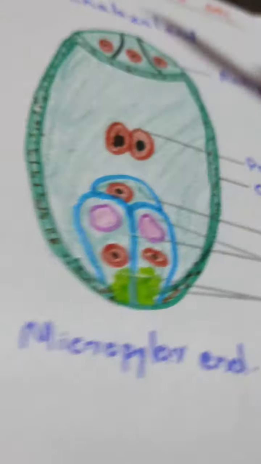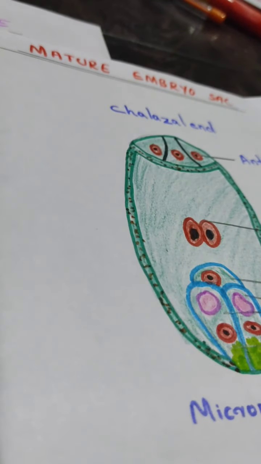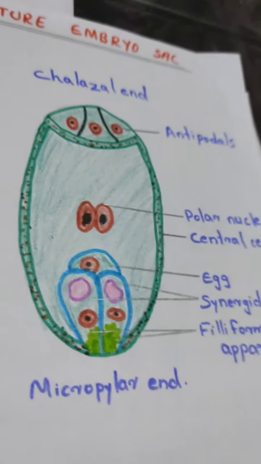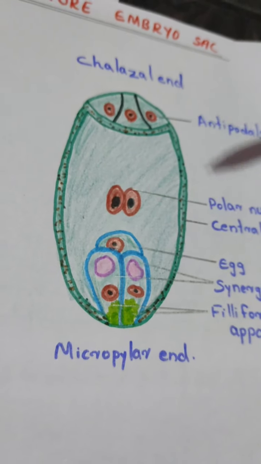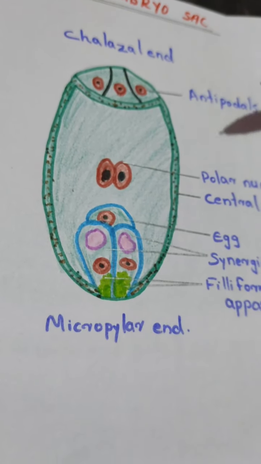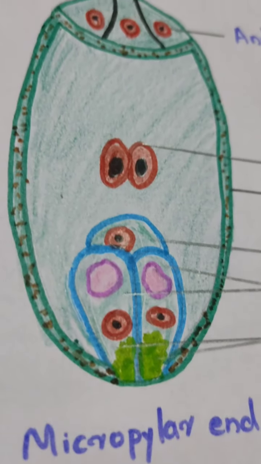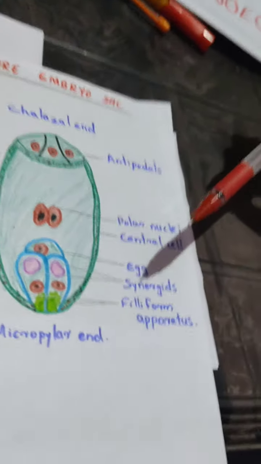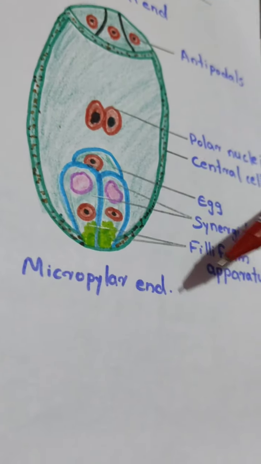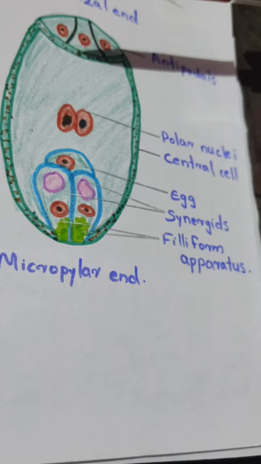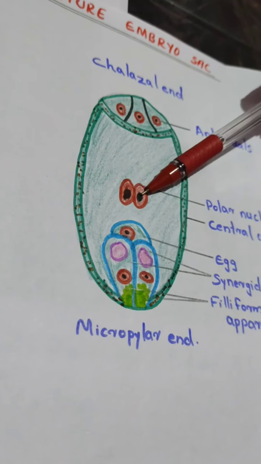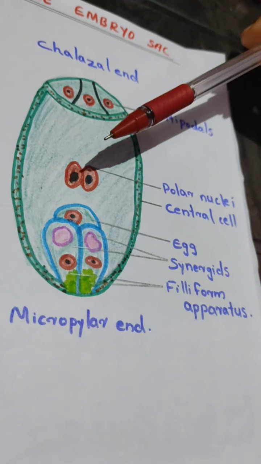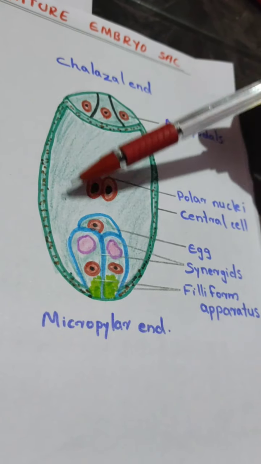6 of the 8 nuclei are surrounded by cell walls and organized into cells. The two polar nuclei are situated below the egg apparatus in the large central cell.